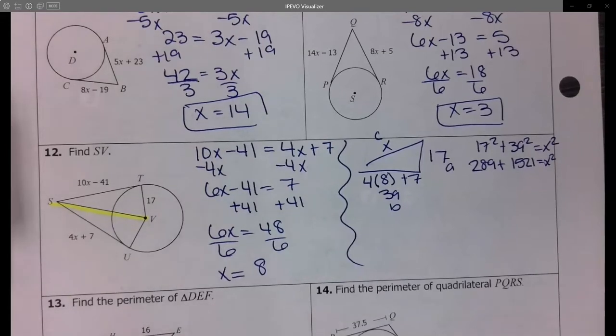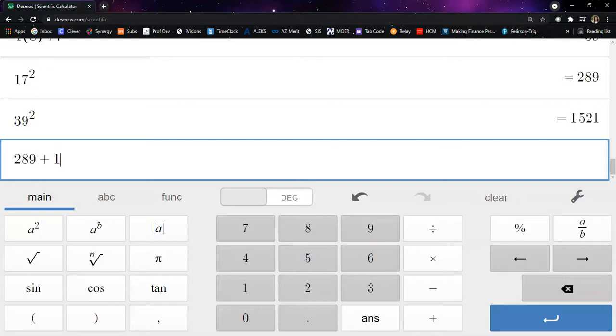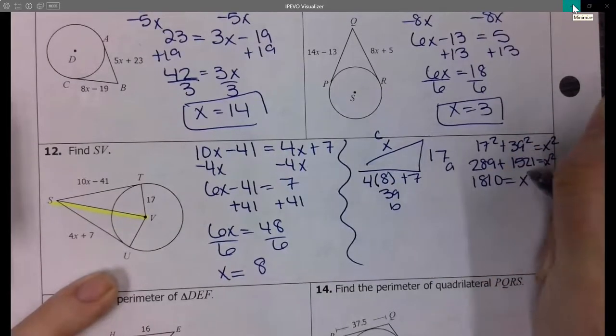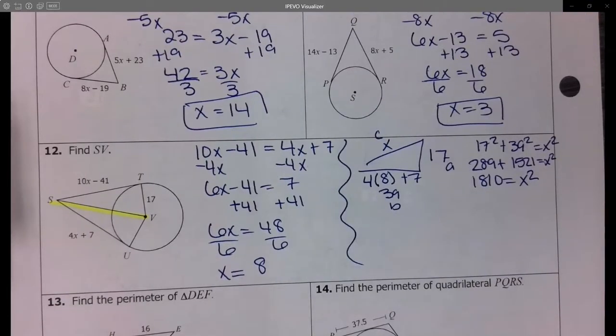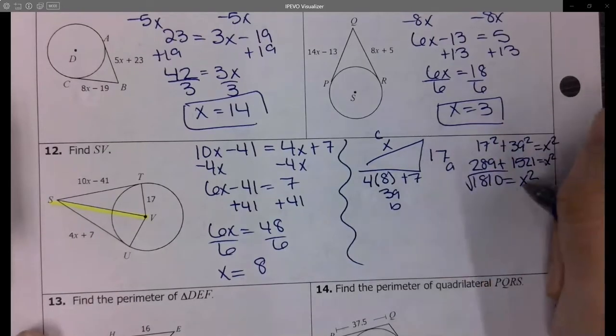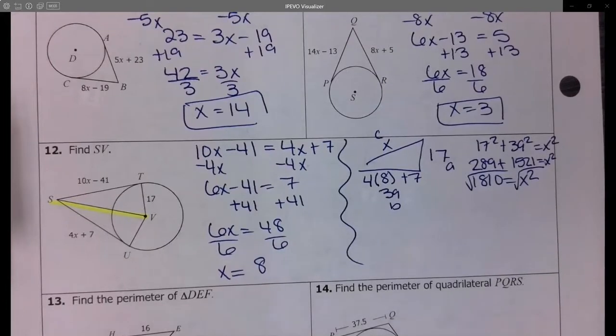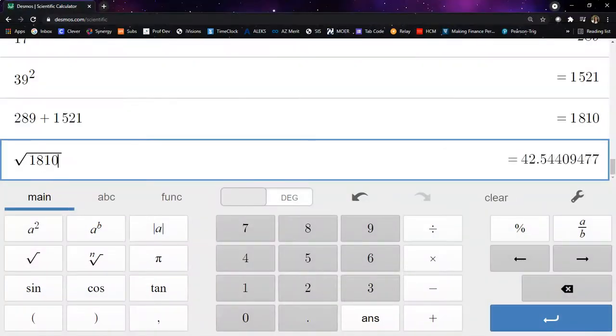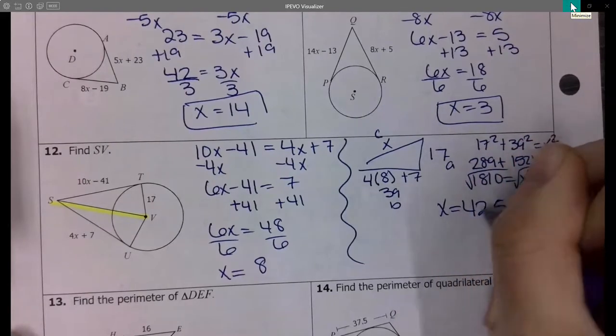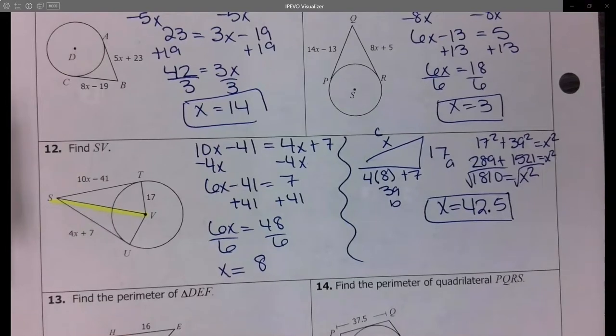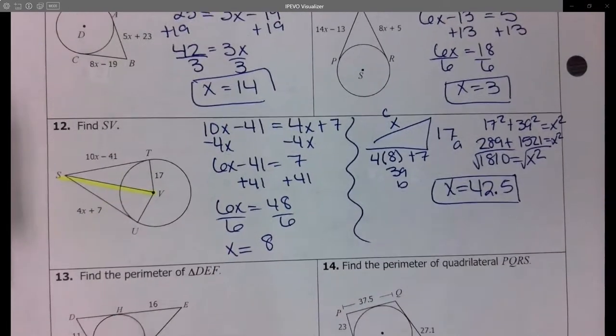Then I want to add those two numbers together, which gets me 1810. Then to get x alone, I want to square root both sides, which gets me 42.5. Questions on number 12?